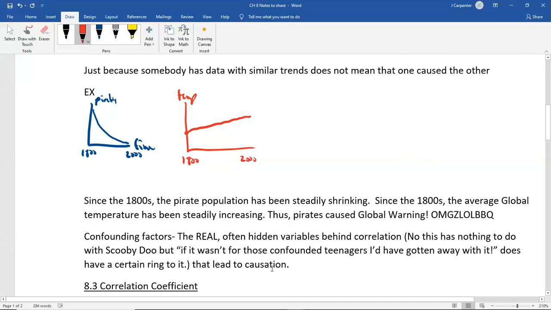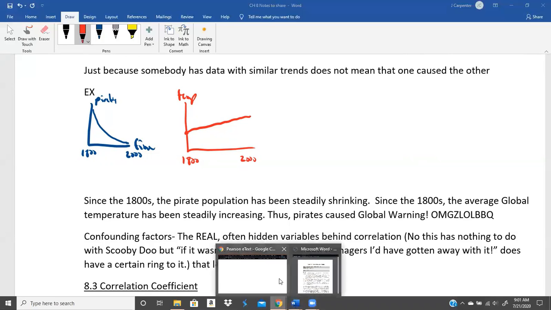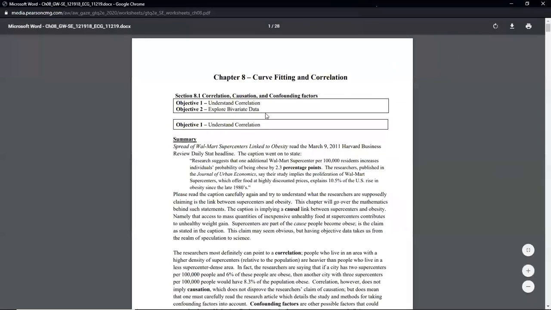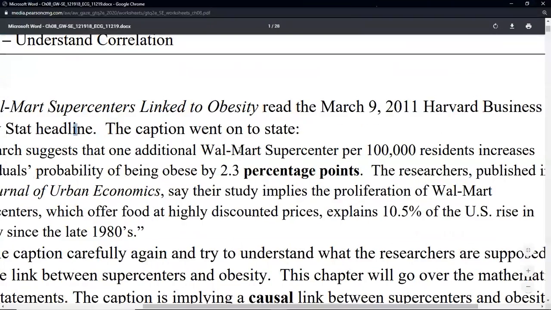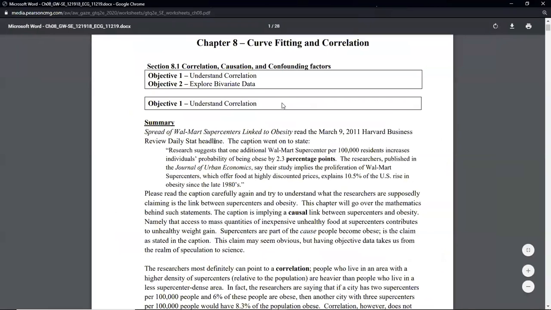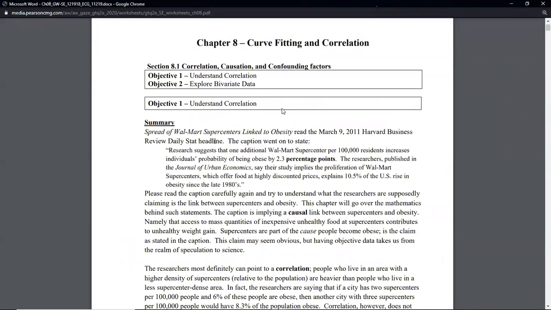Okay. So let's get into Walmart. This is one of my favorite problems from the book. Again, these are all just examples, no discrimination against anybody, love everybody. So don't think we're just picking on obese people with this. So the spread of Walmart supercenters is linked to obesity, read the March 9th, 2001 Harvard Business Review Daily Stat headline. I mean, came from Harvard. Daily Stat headline. Jeez, I'm going to believe that right now, right?